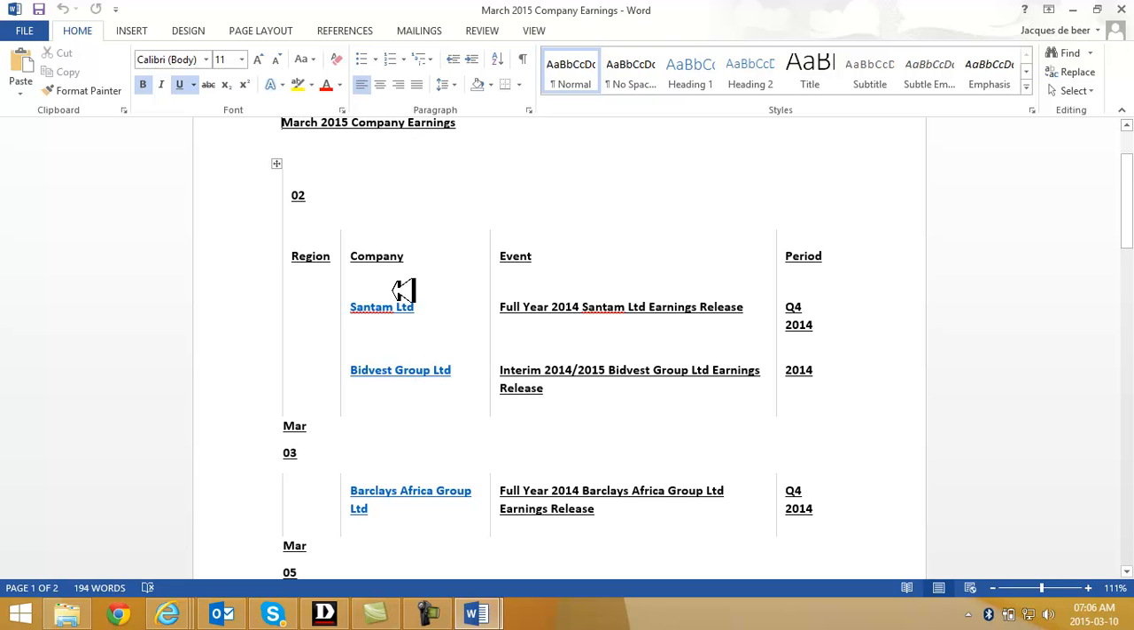Now you need to know the difference here. Santam is giving a full year report, so that's the last year report of this specific company. That will have a huge impact on the market, on the share price, if this data is good or bad, in a positive or negative way. The same with Bidvest. Bidvest will bring out the interim results, so that's the first 6 months of reports coming out.